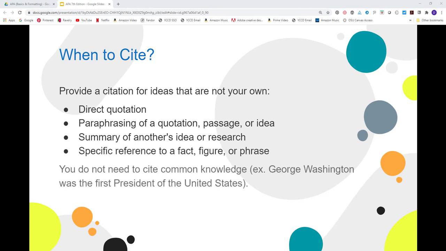You do not need to cite common knowledge. For example, George Washington was the first president of the United States. When in doubt, cite your source. It is better to overcite than to undercite in your project.